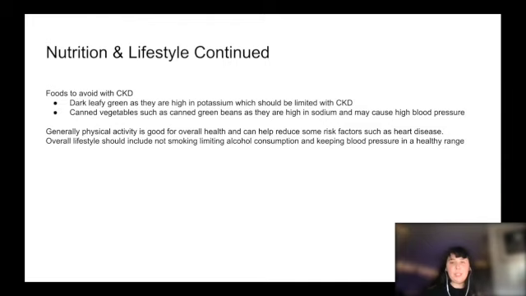cooking method. Two foods to avoid with CKD include dark leafy greens such as kale, as they are high in potassium, which should be limited with CKD. Canned vegetables such as canned green beans are also high in sodium, which may cause high blood pressure.